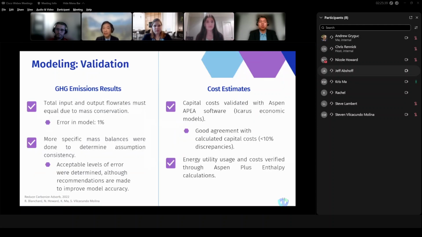So both greenhouse gas emission and cost models were validated to ensure accuracy. The total mass entering and exiting the reactor should calculate to be the same based on mass conservation. In addition, all elements such as hydrogen that go into a process must also be conserved. This consistency check showed acceptably low errors in our calculations, which in large part verify assumptions made in our emissions model. Cost estimates were validated through the utilization of alternative cost estimate models, such as the Icarus economic model. There is good agreement between our results and calculated ones. Lastly, operational costs, especially that of energy usage, were verified through Aspen enthalpy calculations.